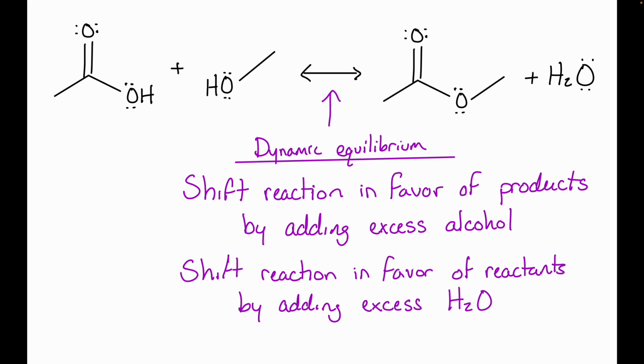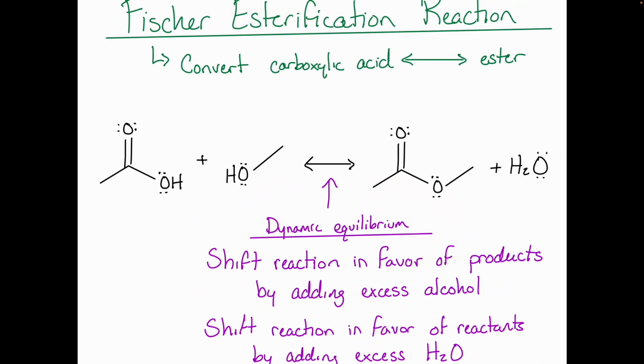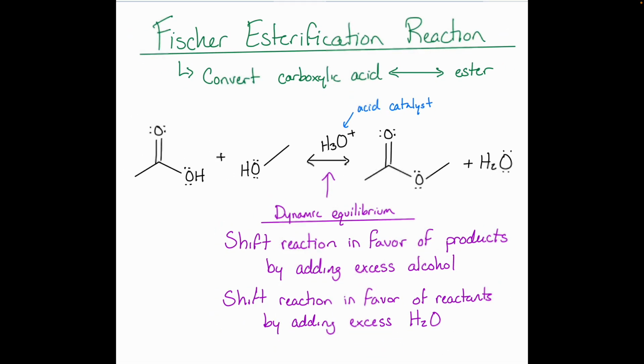All right? The only thing that we're going to note about our Fischer esterification is in order to do this conversion on a time scale that's not going to take 1,000,000 years, we put a catalyst in there, and that is just a simple acid catalyst here. I'm going to put this H3O+ to indicate that we have this acid catalyst. Okay? Cool.